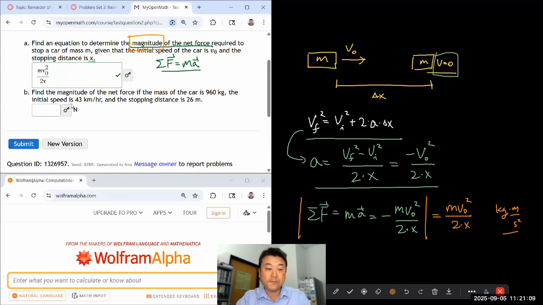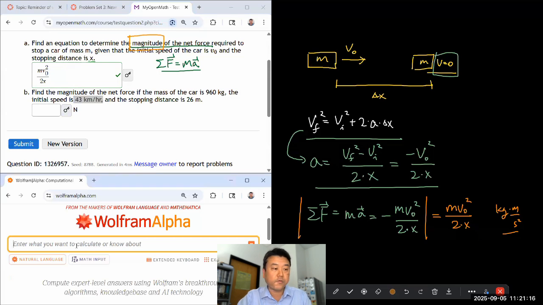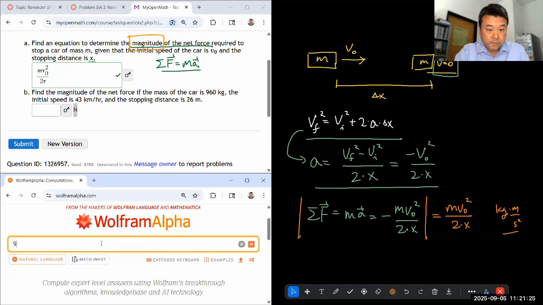Let me do this in Wolfram Alpha. That way I don't have to worry about unit conversions. I will just put in all the quantities as the full physical quantity with the unit, and Wolfram Alpha will do the conversion for me, and I look for the answer with newtons as the final unit. So mass was 960 kilograms times v naught squared, so 43 kilometers per hour squared. Make sure you're squaring the whole thing, not just the unit or the number. Divided by 2 times the stopping distance of 26 meters.